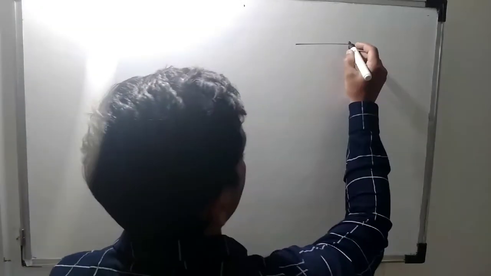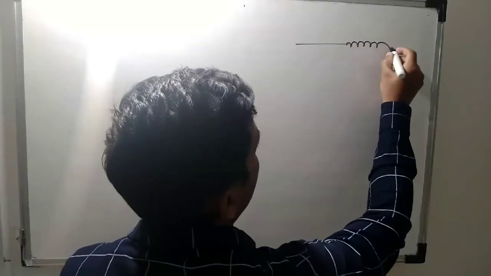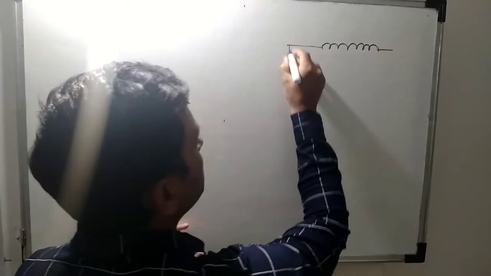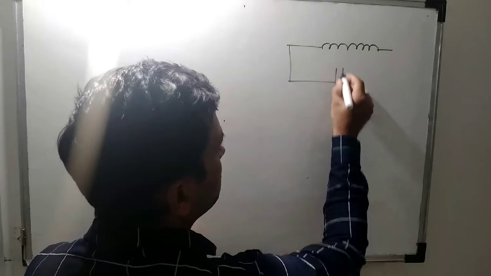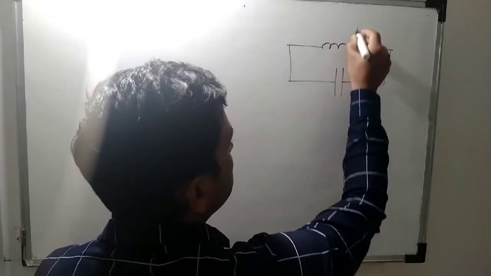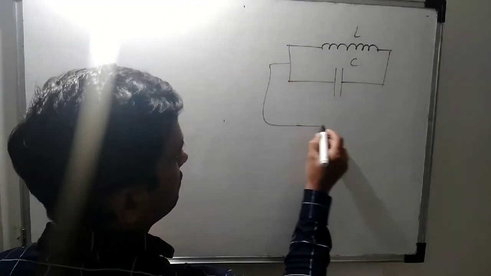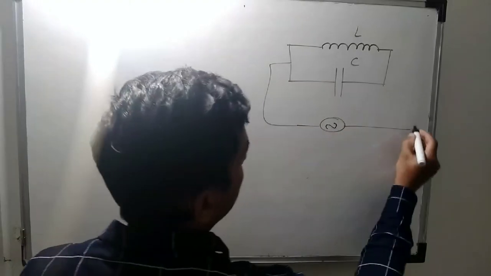Then, how is the connection in the parallel combination of the LCR, or the parallel resonance circuit? We can connect the inductor and capacitor in parallel combination, and it is also connected to the AC source of EMF.